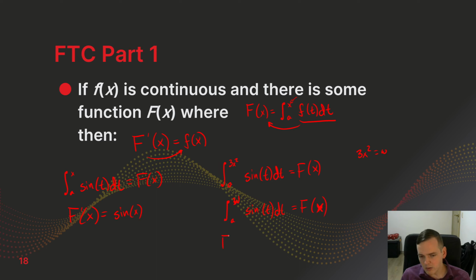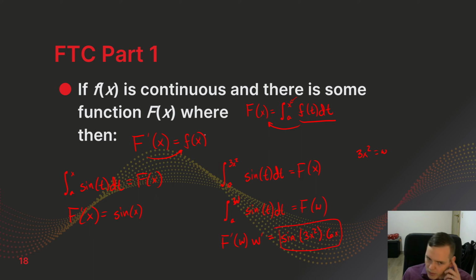But now when we take the derivative, we have to put in our w. So we're defining some new function like this. Now when we take the derivative, we still get this, but we need to realize that w is a function of x, so we need to use the chain rule. That means we will still get our sine of 3x squared, but then because of the chain rule, we get an extra 6x here at the end.